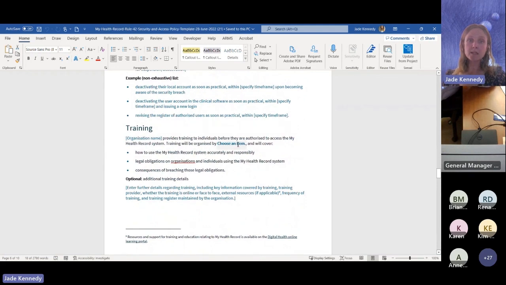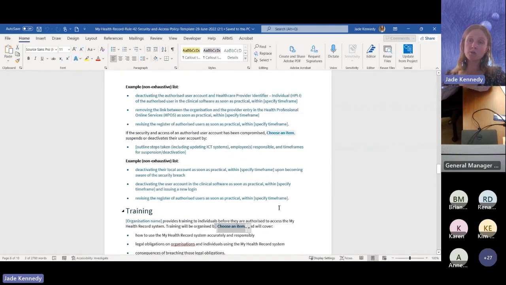In some cases, you'll see that there has been a drop-down list added to make things a little bit easier for the organisation. And there's also some optional sections that can be filled out, for example, specific training details or links to training that's provided, things like that.